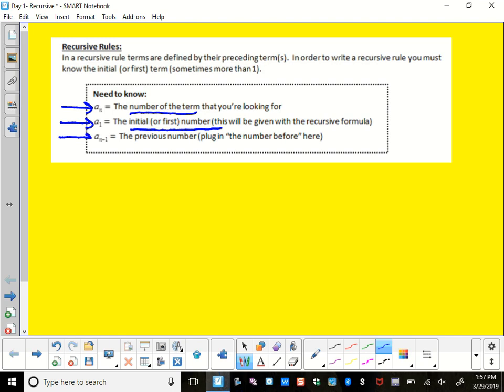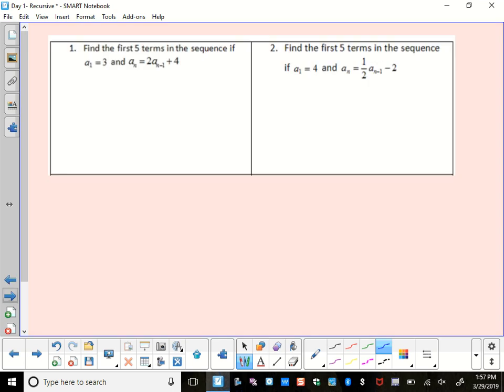Last, I have a sub n minus 1. This means your previous number. This is probably the most important. I'm not going to say a sub n minus 1. When I read an equation, I read it as just previous number. The more we do this, the more you'll understand what I'm talking about. All right, look at number 1.